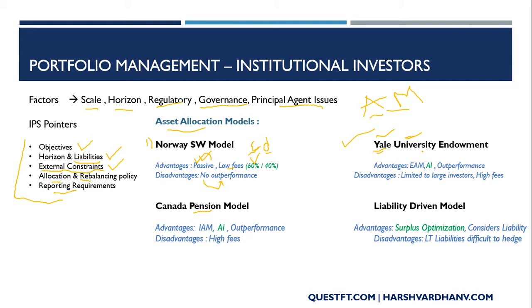They have high allocation to alternative investments. They are outsourced to external fund managers, so external asset managers. External asset managers are hired, and obviously, since they are investing in alternatives, they will have an advantage of outperforming the benchmark. One of the disadvantages of having alternative investments is that it is limited to large investors.